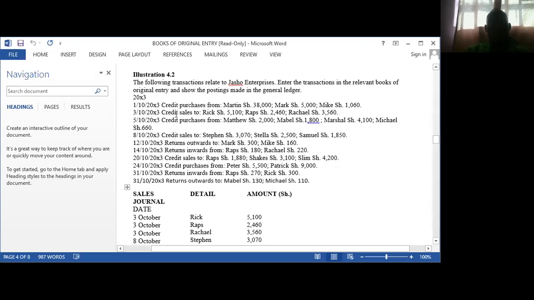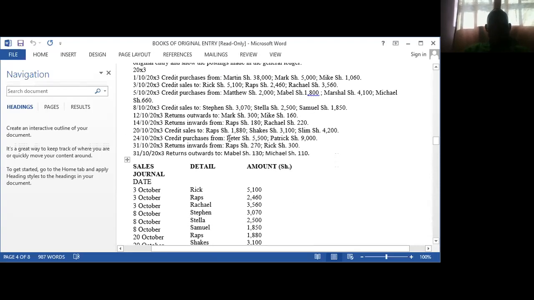They were sold to whom? They were sold to Rick. So Rick is here, and the amount was 5,100. Raps, it is 2,460, the same date. And then also Raphael, 3,560, like that. So you just list the date as indicated here, and then the person who bought those goods and the amount. Then you go to another date.